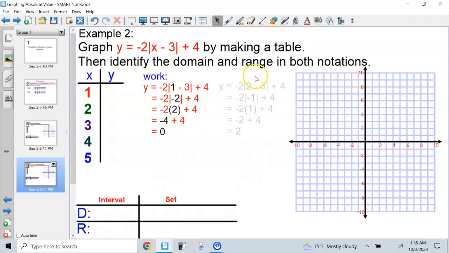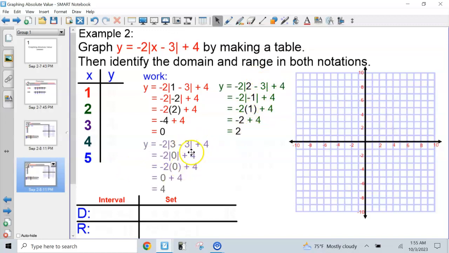I plug in 2. I work on the inside. 2 minus 3 is -1. Absolute value of -1 comes out +1. Then I multiply and combine. If I plug in 3, 3 minus 3 is 0. Absolute value of 0 is still 0. Multiply, then combine. I plug in 4. 4 minus 3 is 1. Absolute value of 1 stays 1. Then I multiply the -2, then combine. And I do the same for the 5th point. So here are my 5 numbers.